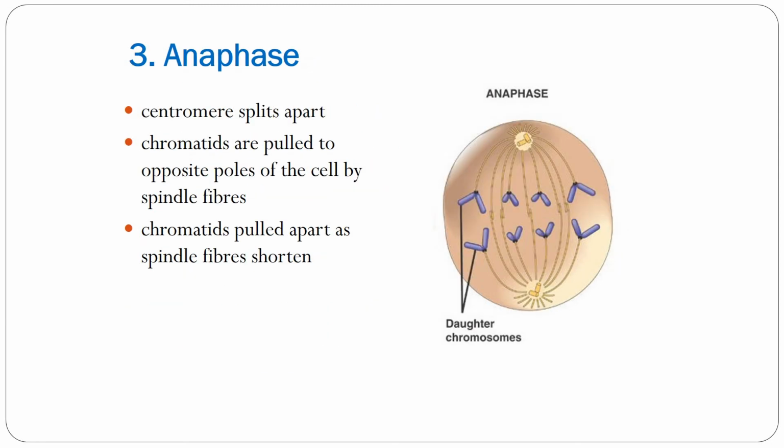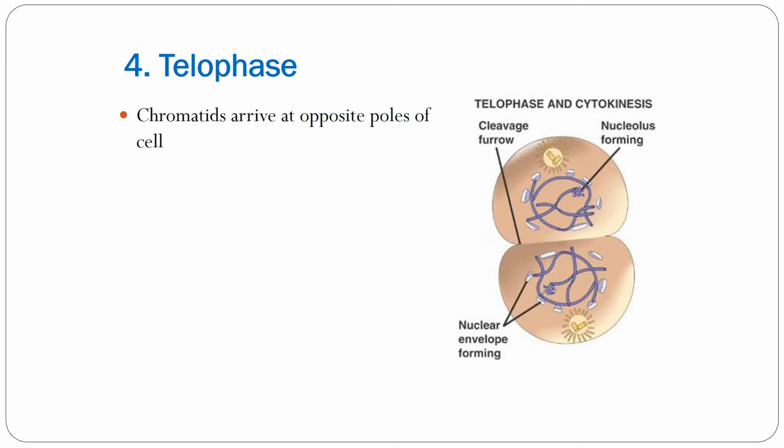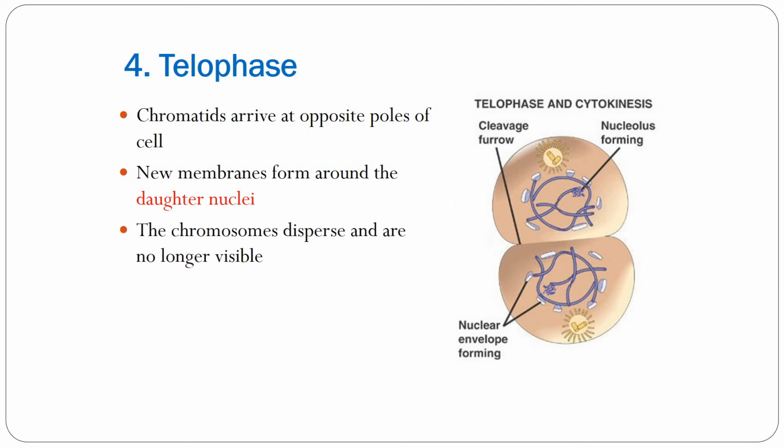What happens after this is anaphase, where the centromere now splits apart. Chromatids are pulled towards opposite poles of the cell by spindle fibers, and the chromatids pull apart as the spindle fibers shorten. And finally, we have chromatids arriving at the opposite poles of the cell. New membranes form around the daughter nuclei. Chromosomes will disperse and no longer are visible. Spindle fibers also disappear.